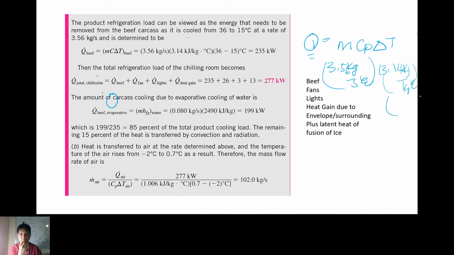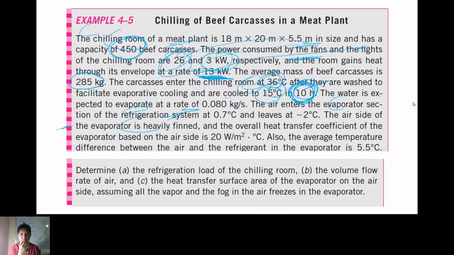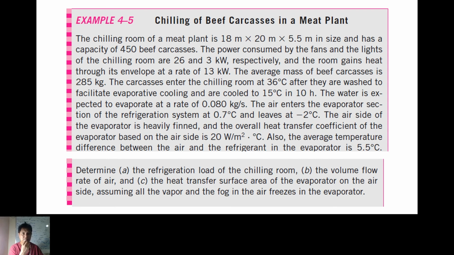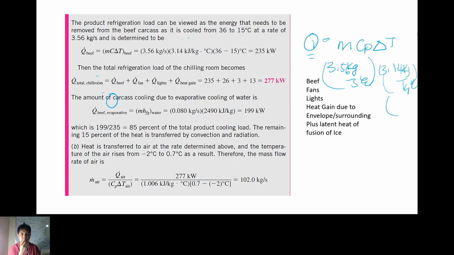Tapos yung delta T, ano yung delta T? 36 to 15. Kasi ang initial ay 36 tapos 15, na makikita naman diyan. Para malinaw, i-erase ko lang. Ito lang ang i-consider natin. Yung room ay 36, i-cool mo siya sa 15. So, may delta T siya, 36 minus 15.